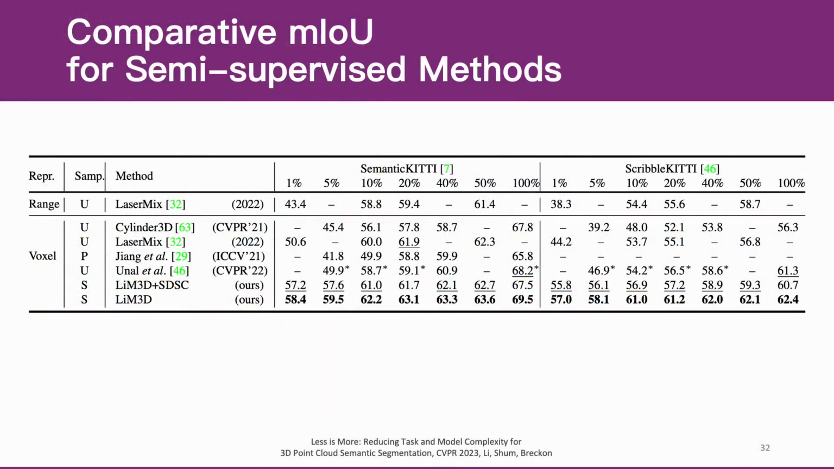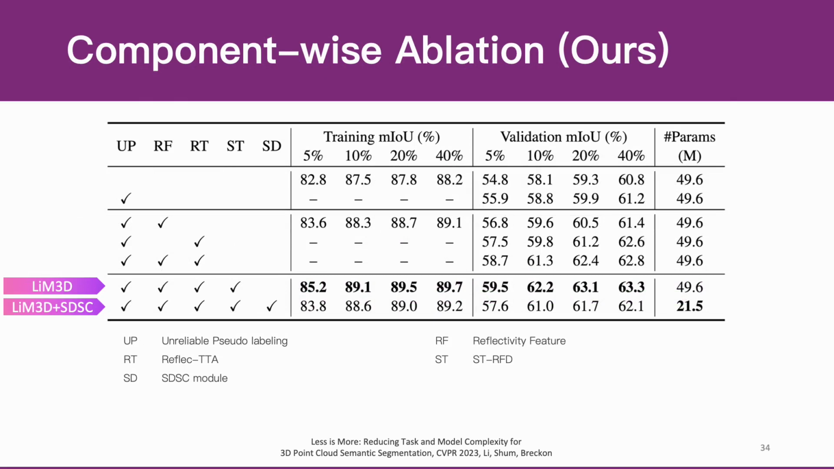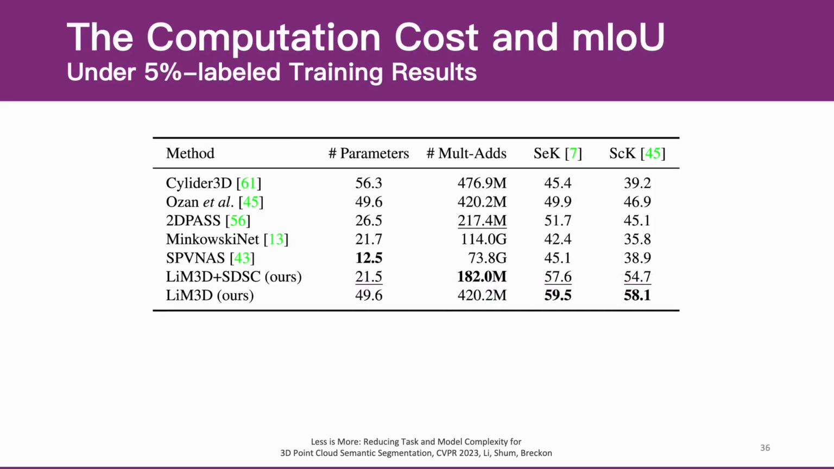For quantitative analysis, we present the performance of our approach, both with and without the SDSC module, in a side-by-side comparison with state-of-the-art approaches. Our approach offers superior or comparable performance across all sampling ratios. We also ablate each component of our approach step by step. We provide two models, one without SDSC and one with, corresponding to the bottom two rows. We compare our two models with recent state-of-the-art methods under 5% labeled semi-supervised training.